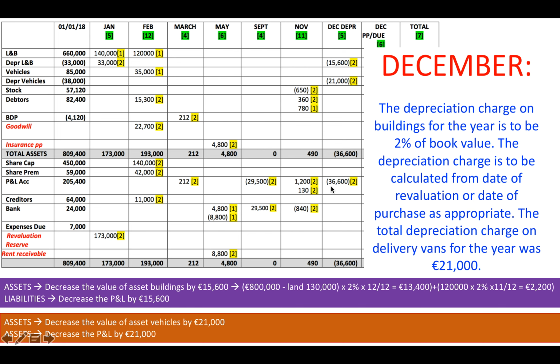What's that going to do to my P&L? Well, I'll minus 15,600 from here as well. Now that's incorporated, the two figures are here, but we can put them in separately either. So minus 15,600 here also. And then it just tells us the total depreciation charge on delivery vans for the year was 21,000. So from my vehicles, I minus 21,000, and then another 21,000 is going to go in here. So you can put them in separately or together. So either way is fine, but maybe putting them in separately is safer in case you get one of the figures wrong.